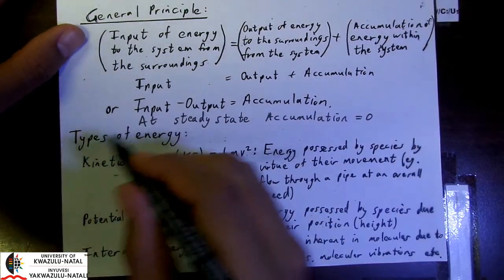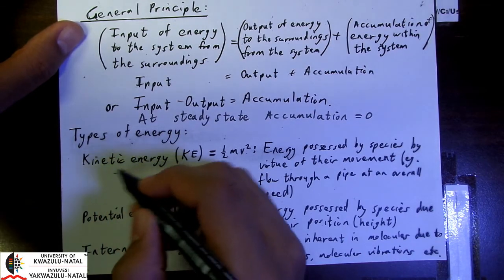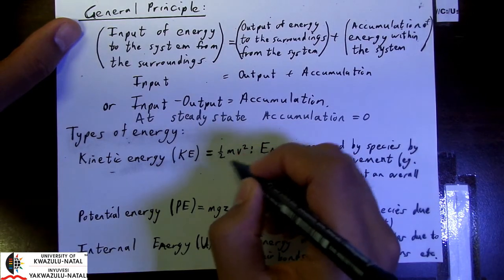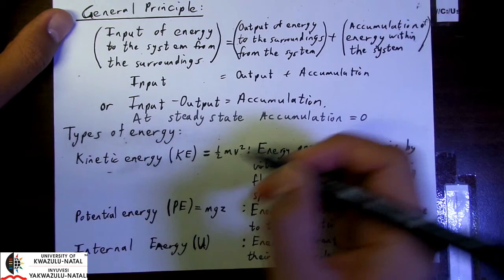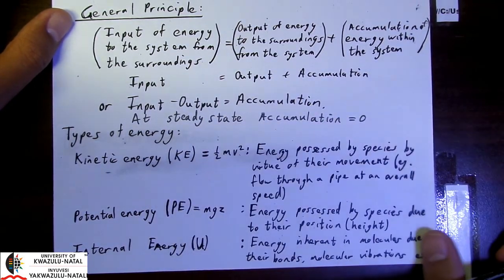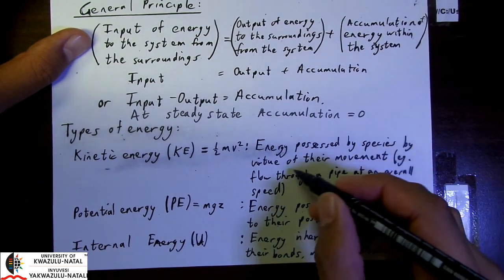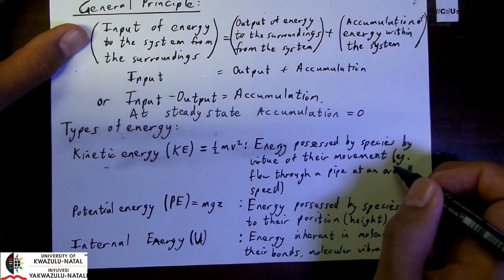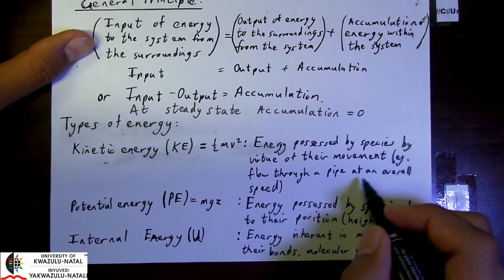Okay, so now let's recap on the types of energy. We have firstly kinetic energy, which is expressed as a half mv squared, where m is the mass of our substance, of our matter, and v is the velocity of our matter. So this is energy possessed by species by virtue of their movement, by the fact that they are moving, so they will have kinetic energy. And an example is flow through a pipe at an overall speed.